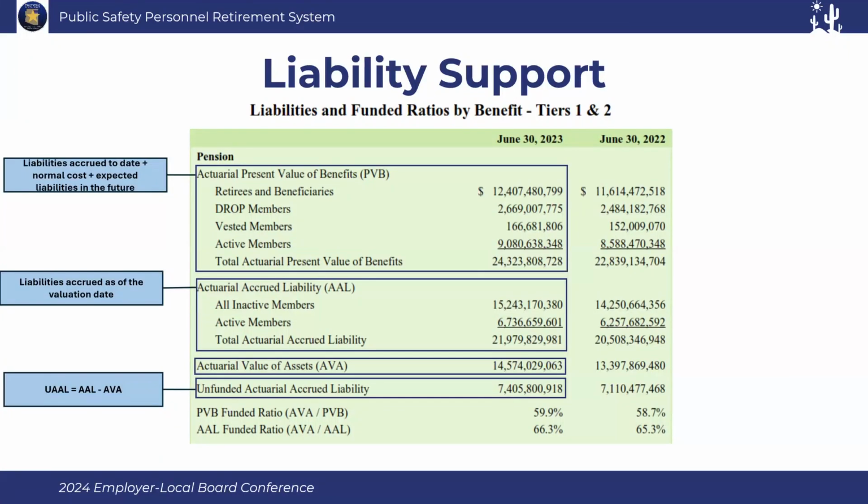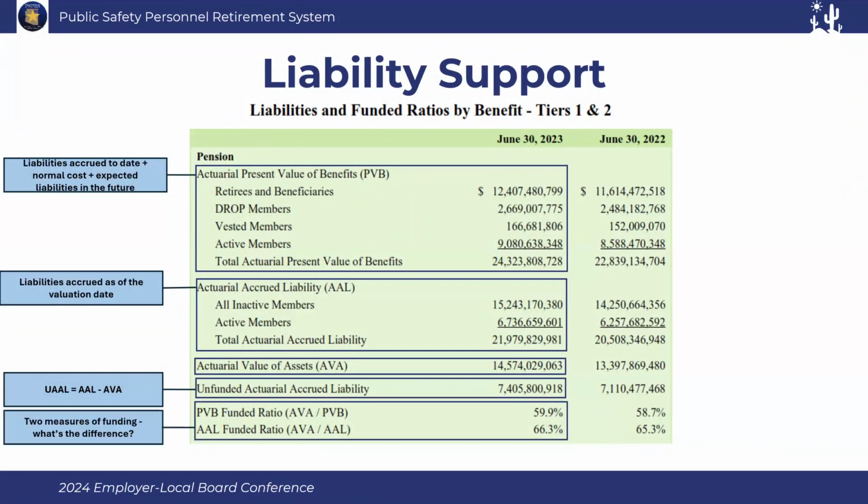That's certainly what gets reported on more, gets talked about more. But there's other measurements out there. So we have these two measures of funding, the PVB and the AAL. And what's the difference? AAL is everything accrued to date, right? So to make any progress on the PVB and what needs to be financed in the future, we've got to take care of what's already been earned to date.